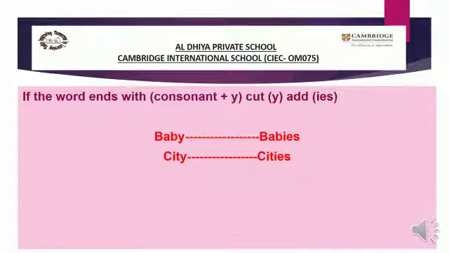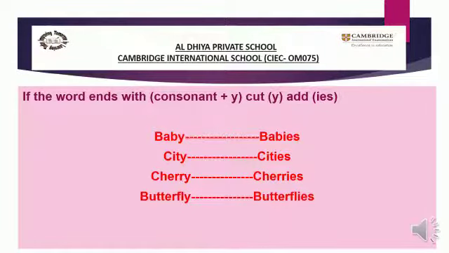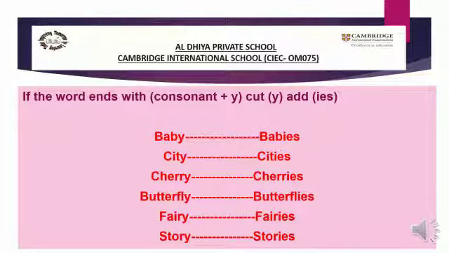City, cities. Cherry, cherries. Butterfly, butterflies. Fairy, fairies. Story, stories. So these are a few examples of singular and plural, and you have to learn all of them. I'll give you a worksheet, you have to write them there and learn them.